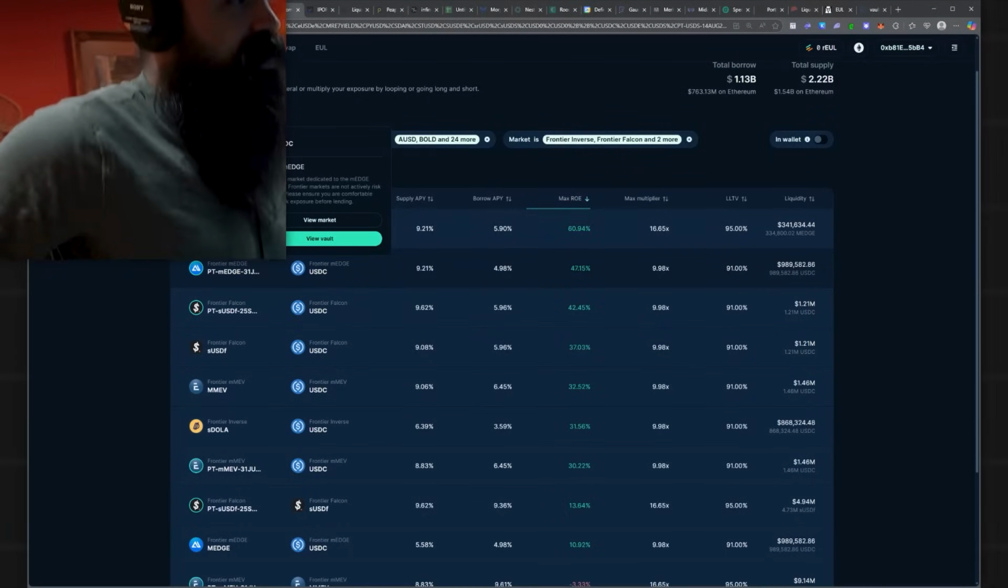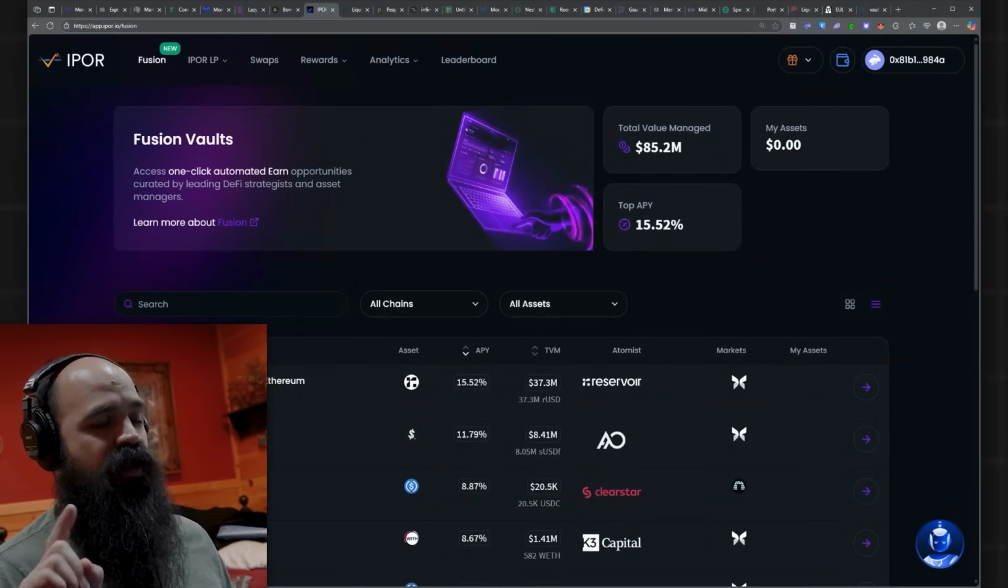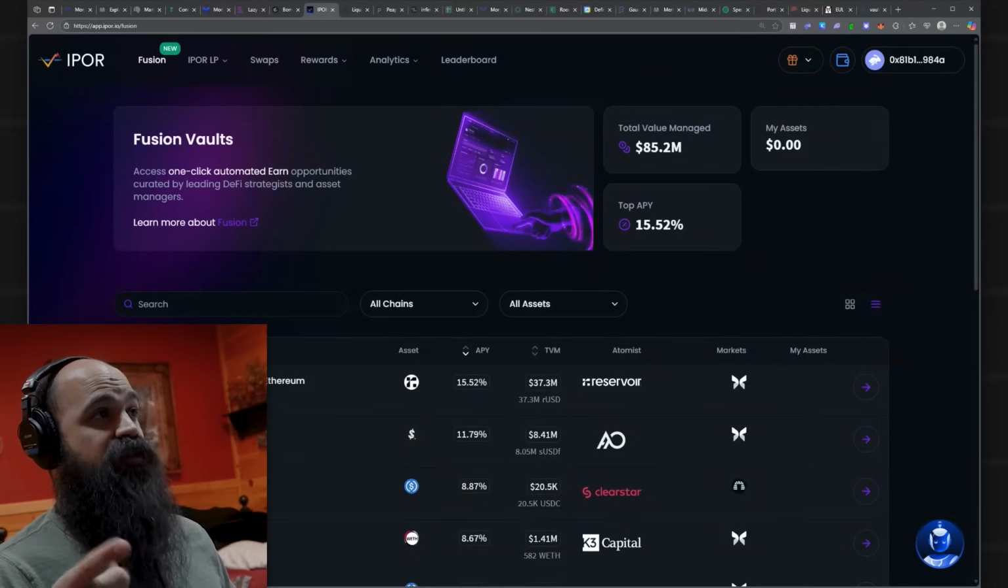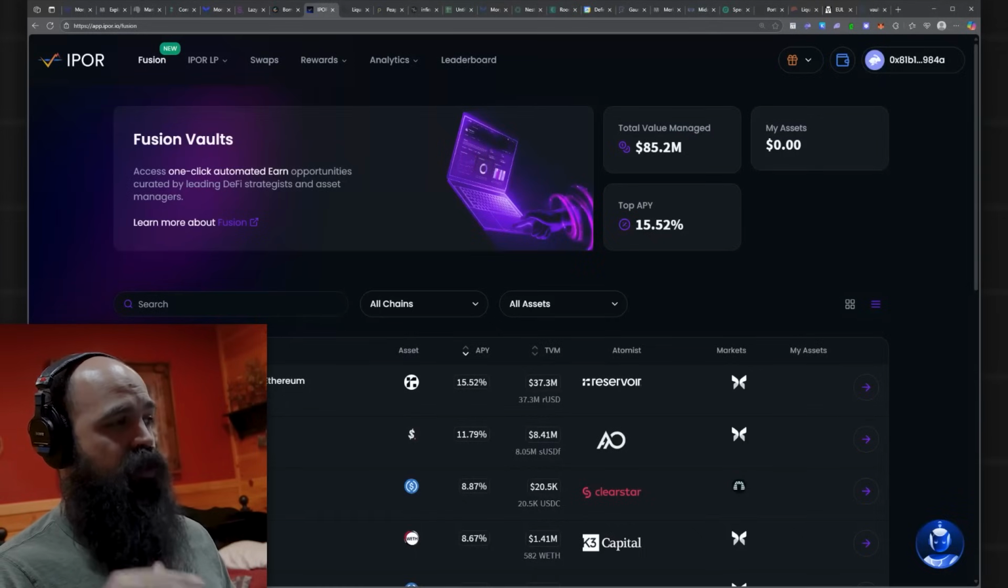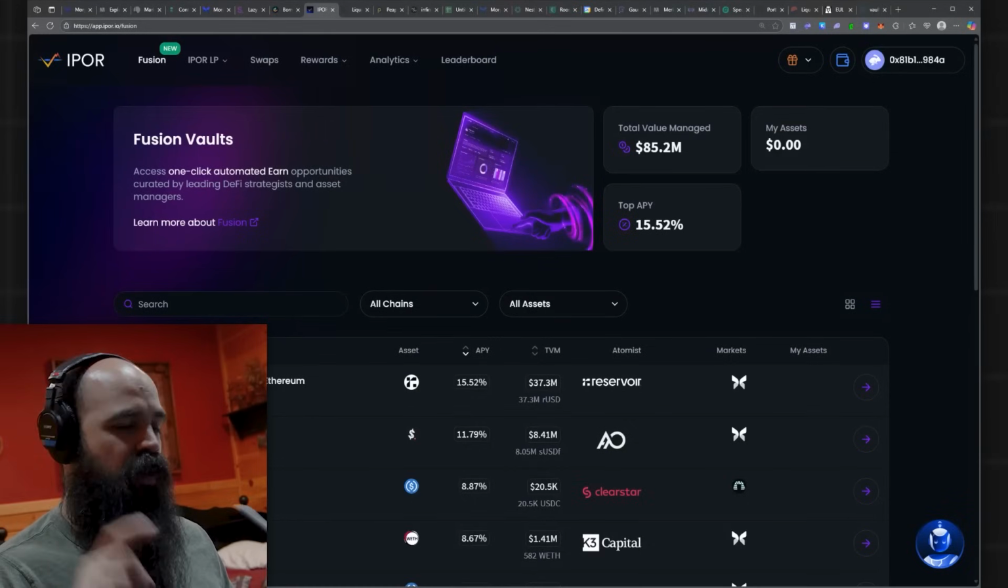I like the frontier markets. I also like a few of the bigger markets. But if you don't want to do any of the work and you just want it to be done for you, you can do it on IPOR. IPOR does the leverage for you and has really low fees. Fees relative to Contango are super low, but you can't manage your own leverage. They do it for you. You one click in, you one click out.